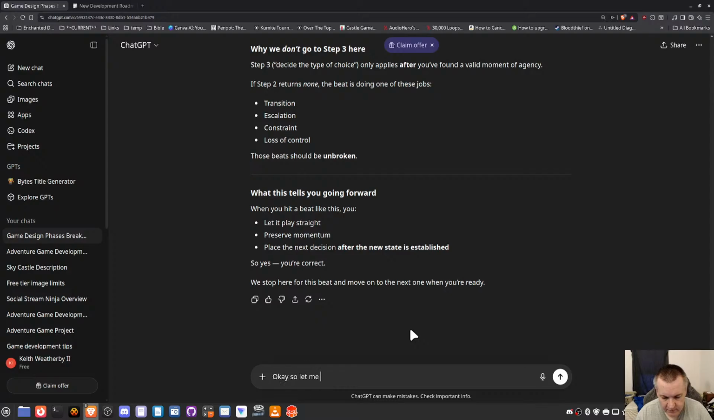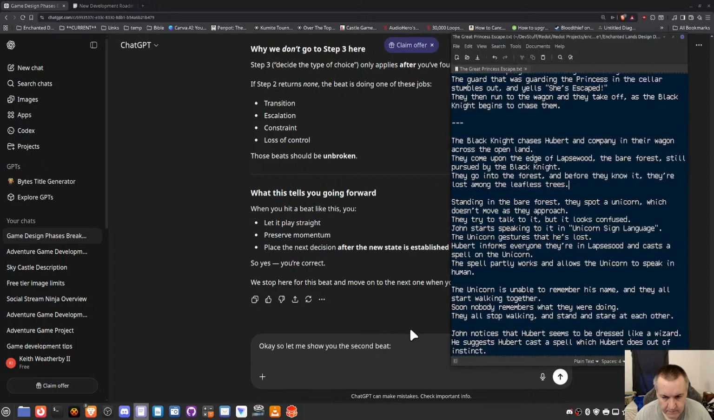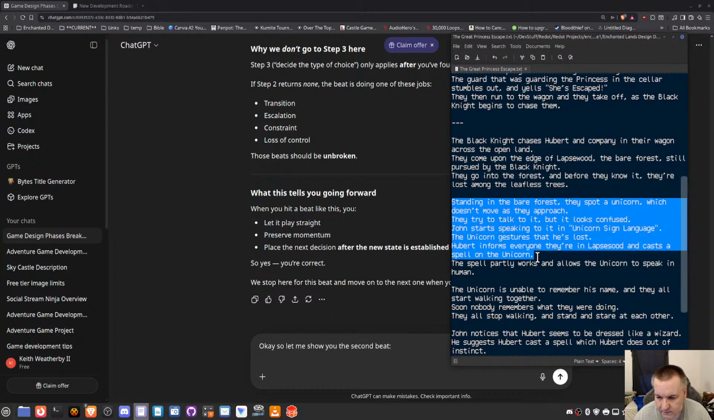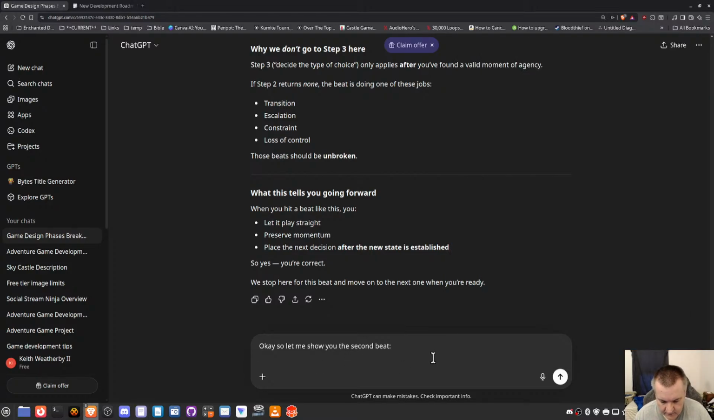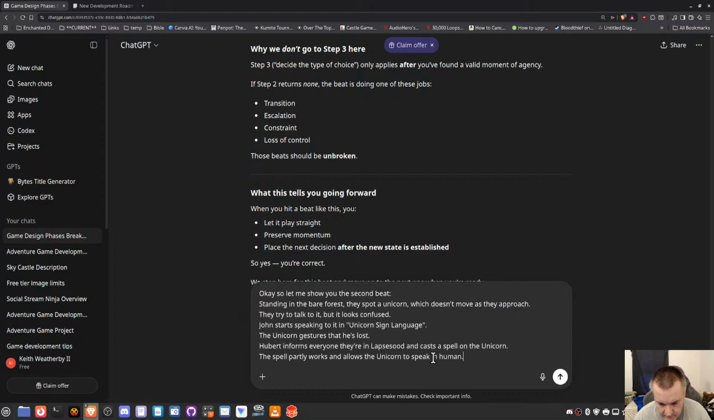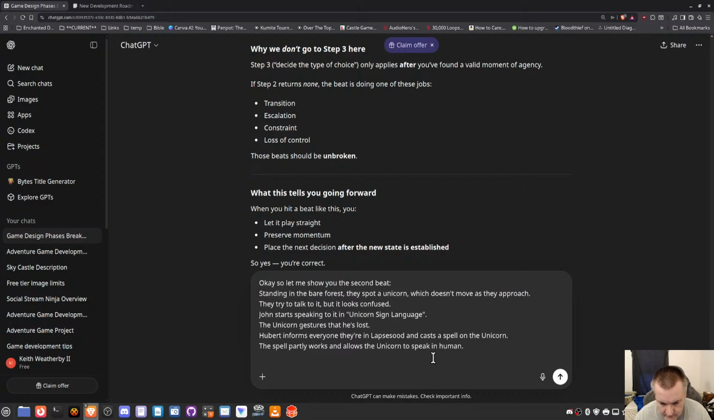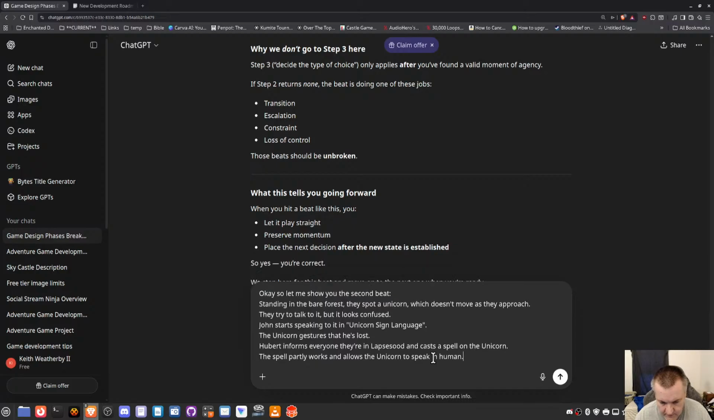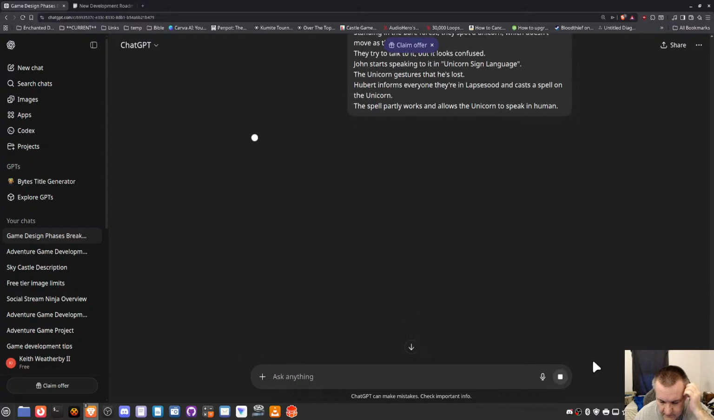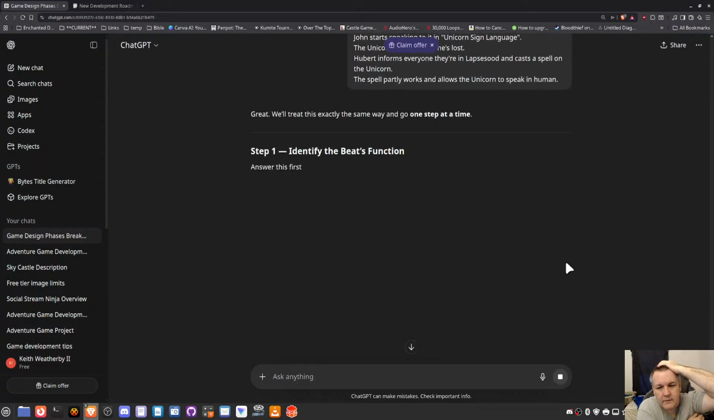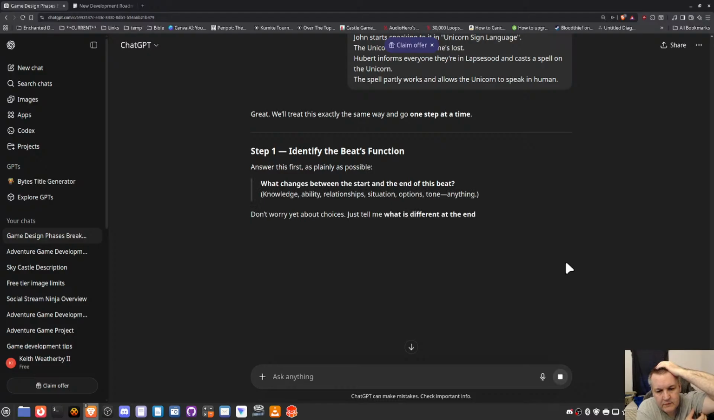Okay, so let me show you the second beat. Okay, and the second beat is, copy, Control V. What changes between the start and the end of this beat? Knowledge, ability, relationship, situation, option, tone, anything. Don't worry about choices. Tell me what's different at the end than at the beginning.